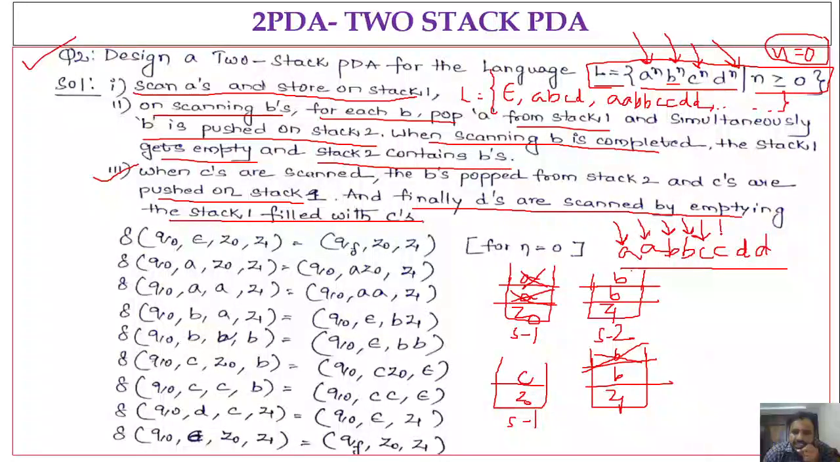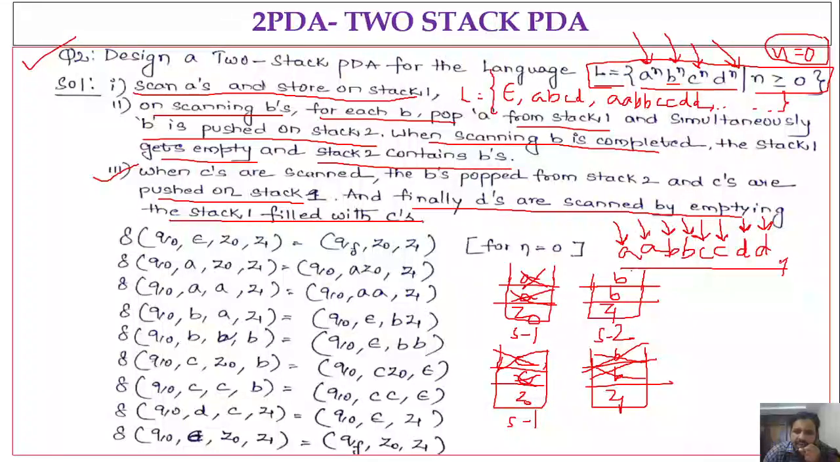Done. Next input is again c. So pop stack 2. That is, b will be popped from stack 2 and c will be pushed onto the stack 1. Okay. Done. Next, if you see the stack 2, after that processing of c input, it will contain Z1. Okay. Next, the moment we get d, we have to pop stack 1. So d, pop stack 1, c will be popped out. Next input is d, pop stack 1. So another c will be popped out.